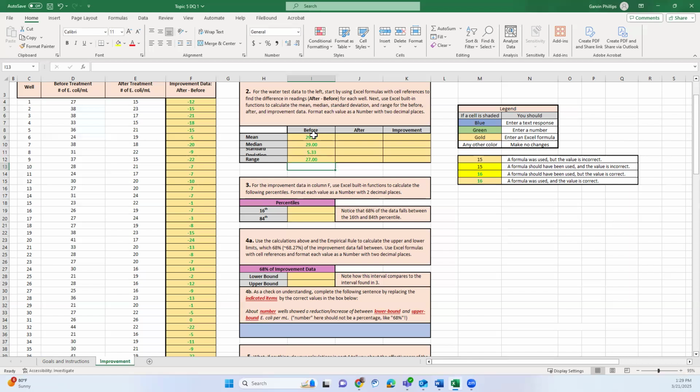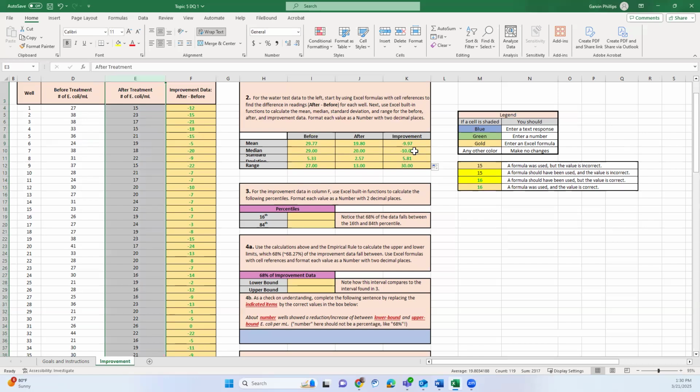And because I built these wonderful formulas, I get to save myself some hassle and just drag them over. Instead of being column D, this will be column E, which is my after column right there. And this will be column F, which is my improvement column, which is exactly what I wanted. Looks like it improved about 10 E. coli per milliliter. My median of the improvement was about 10 E. coli per milliliter.